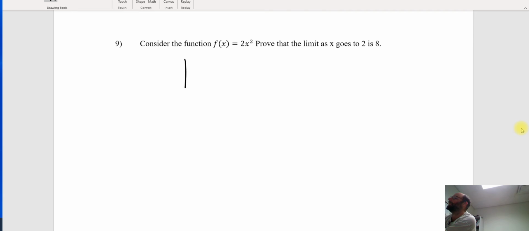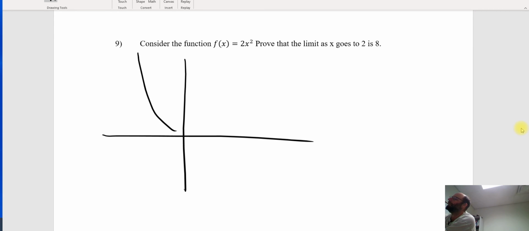Okay, another limit proof here. And again, all right, this thing is quadratic. Prove that the limit as x approaches 2 is 8. All right, so 2, 8. And again, here's the idea behind the limit proof. No matter what epsilon you are given, the question is, can you find a delta that keeps the function closer to the limit than L plus epsilon and L minus epsilon, right?